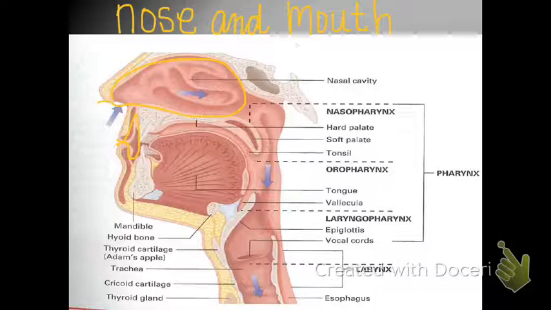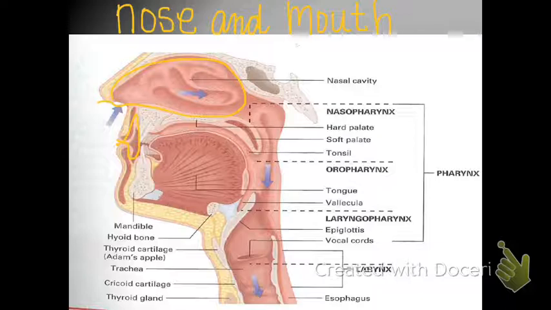Those roles really are that the nose and the mouth are going to warm the air that's coming in. They're going to moisten the air that's going to be filtered into the pharynx and then the larynx and then to our bronchi. And they're also going to filter the air as it flows over the damp, sticky mucous membranes of both the nose and the mouth.